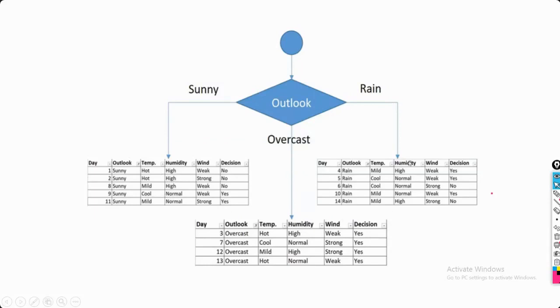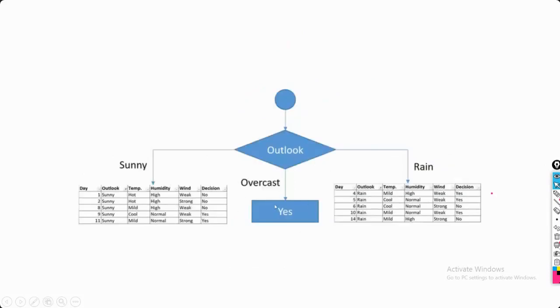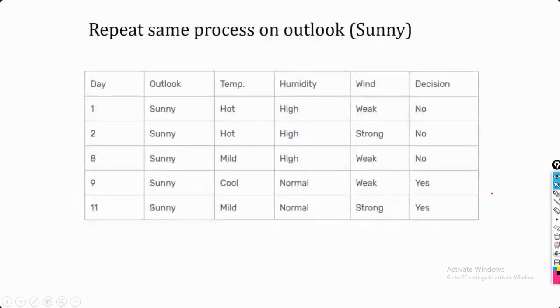So these are all your divisions. As you can see, this is all yes, so I can say it is going to be yes. But for these two parts, we are not able to decide. As we are not able to decide, I need to go for further division.